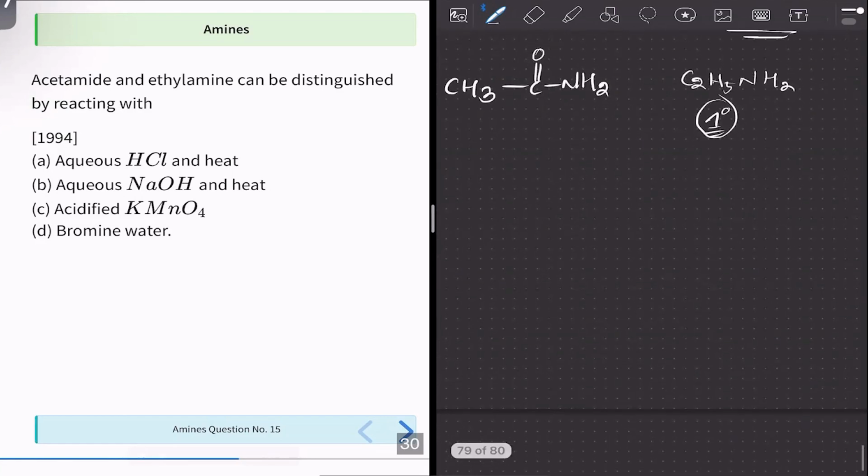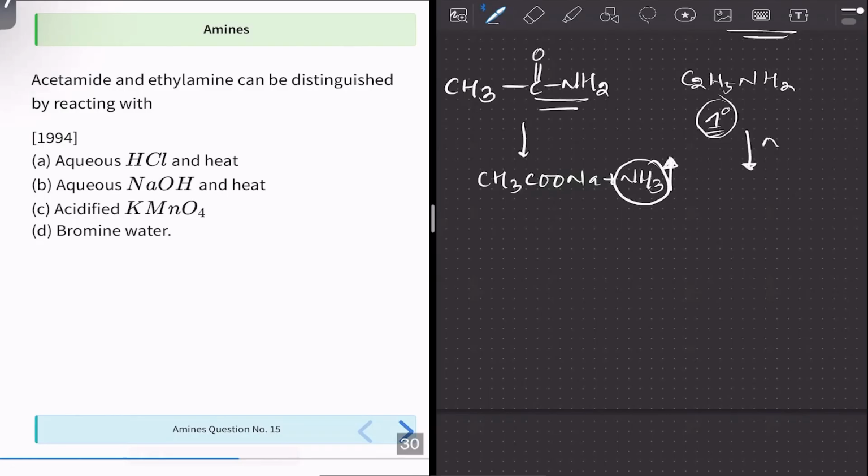Aqueous NaOH and heat will produce, in this case, CH3COONa plus ammonia, because acetamide will react with the base. So here ammonia gas will be liberated. But NaOH won't react with C2H5NH2 because both are basic in nature. So the production of NH3 can be a distinguishing factor to differentiate acetamide and ethylamine. So option B is the correct answer.